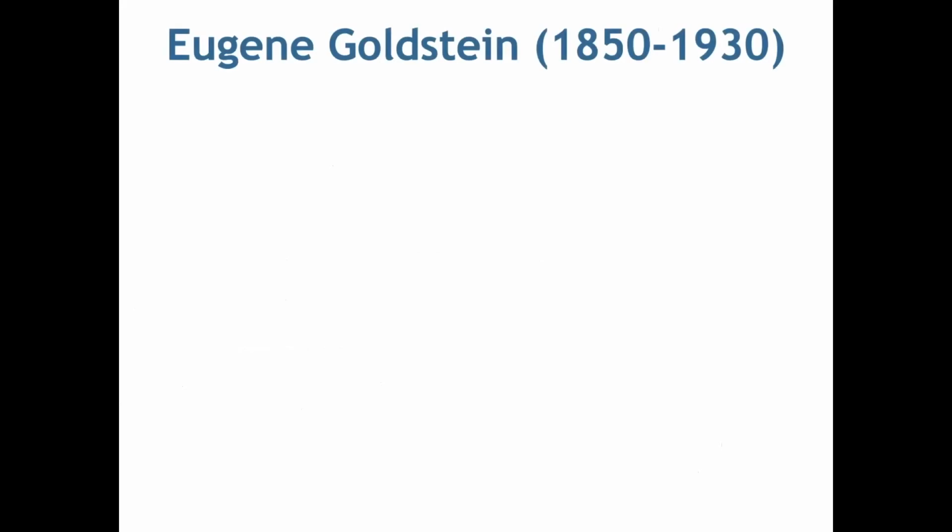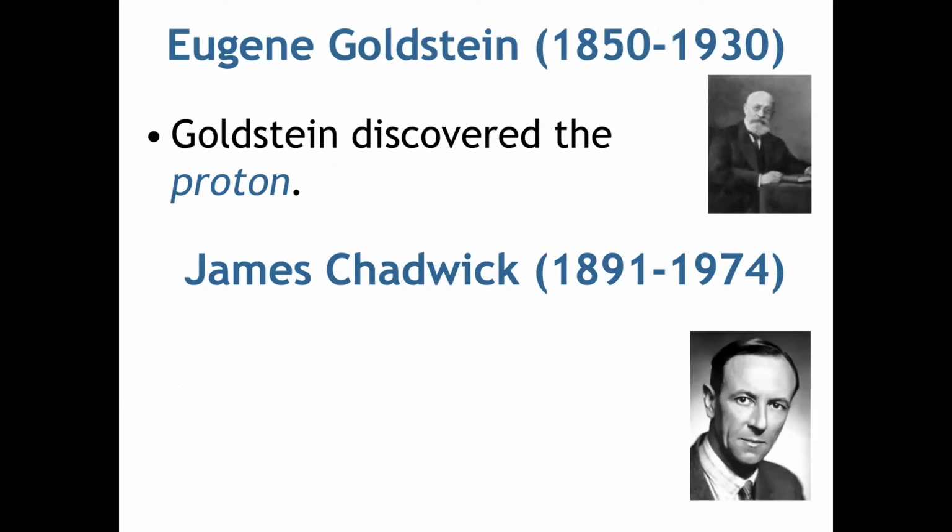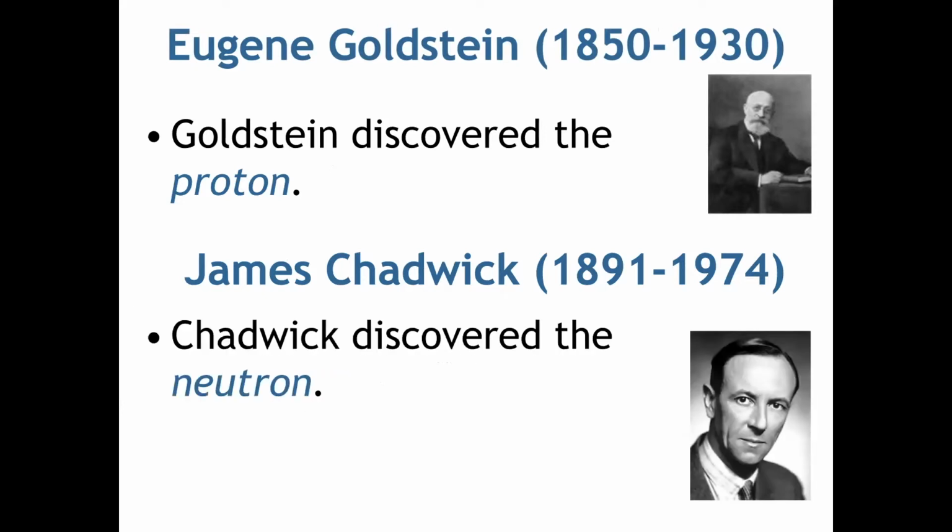Then came Goldstein. Goldstein discovered the proton. And then another scientist came along by the name of Chadwick, and he discovered the neutron. So there we have it, students. The development all along of what we call atomic theory. Now, the current atomic theory states that there are regions inside an atom where electrons are likely to be found, and this region is actually referred to as the electron cloud.